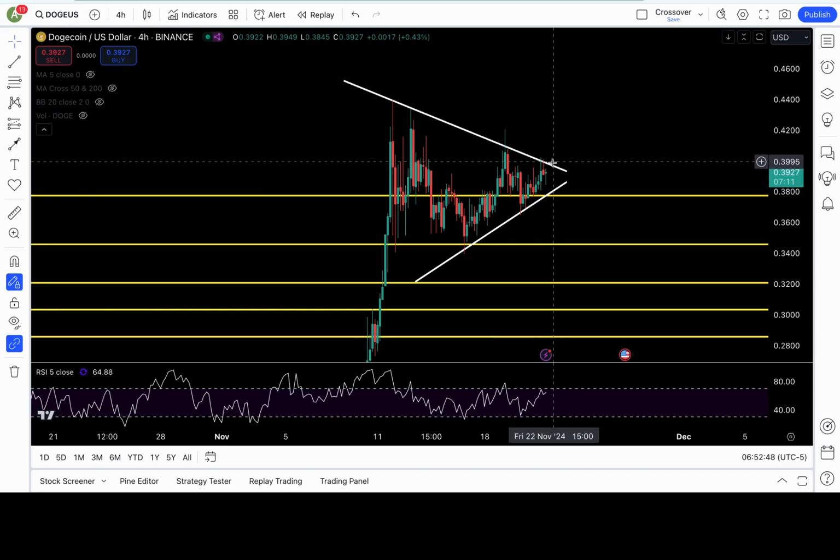DOGE still consolidating. It's getting very tight in my triangle pattern. Got to break above 40 cents to break out, and it's got to break down 38 cents to break down, okay? 40 cents to 38 cents is the chop range, getting very tight.